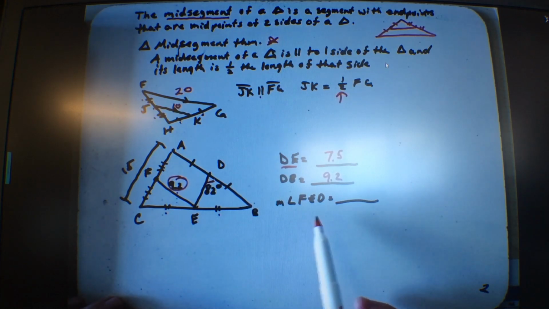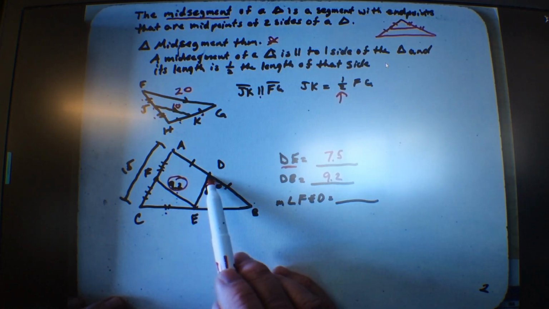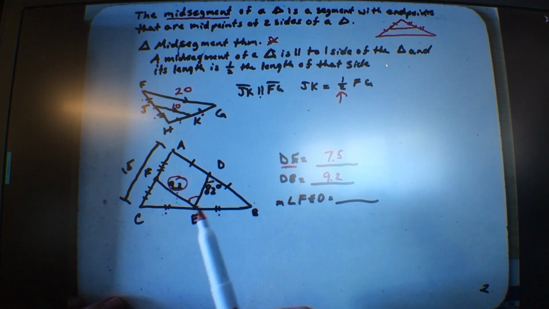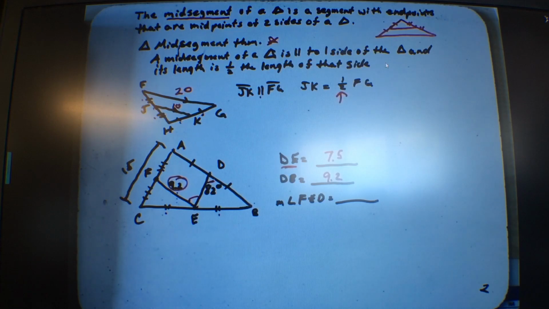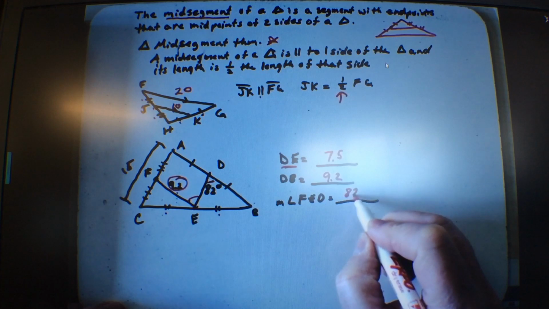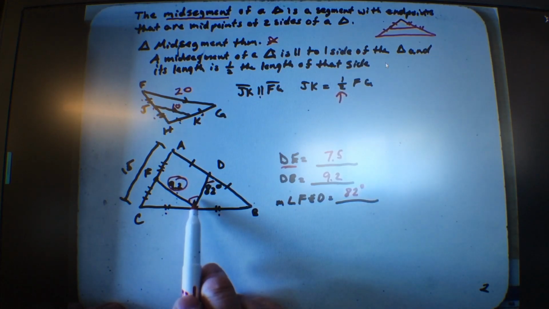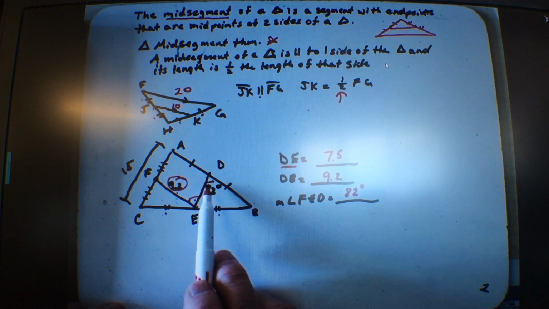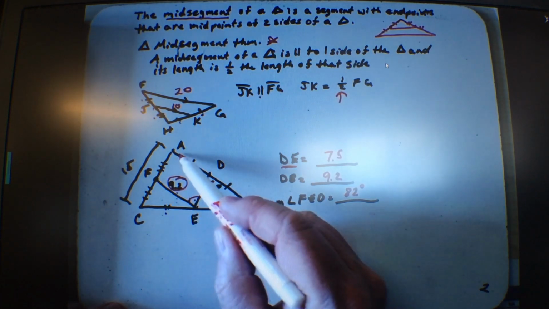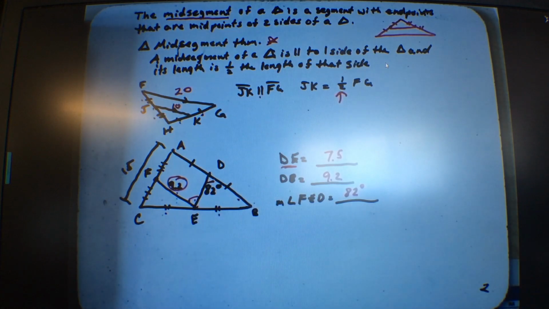Okay, now the tough one. FED, right here. How big is FED? 9.8. Nope. Anybody else want to guess? I'm just going to say 82 degrees, because this angle and that angle are alternate interior angles, because this line is parallel to this line, and alternate interior angles of parallel lines are congruent.